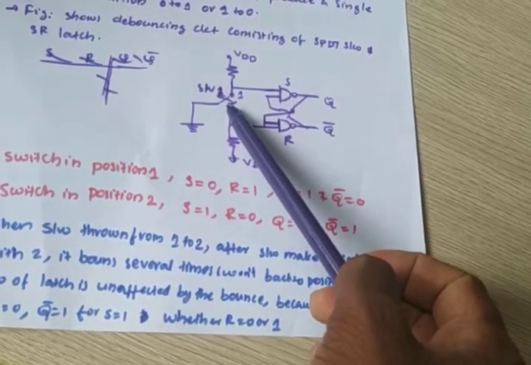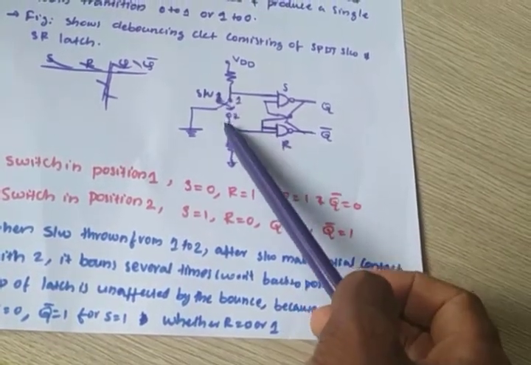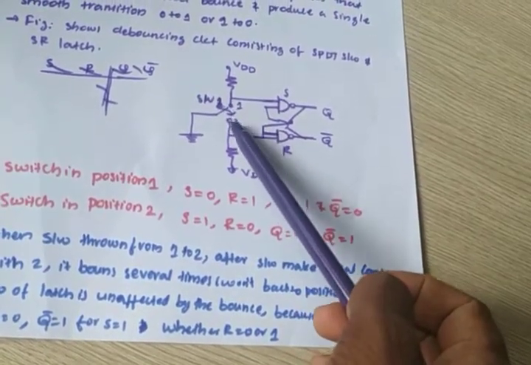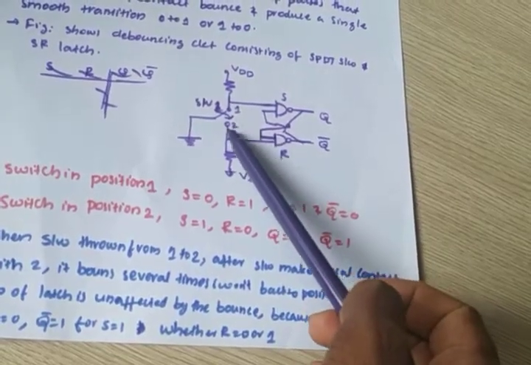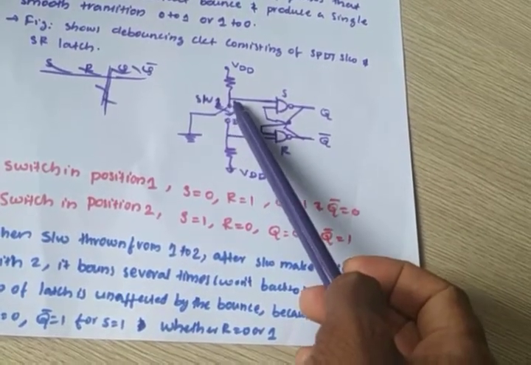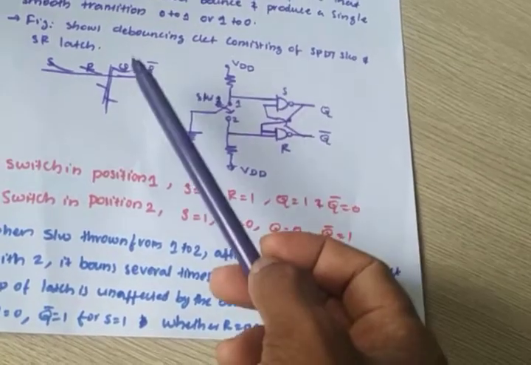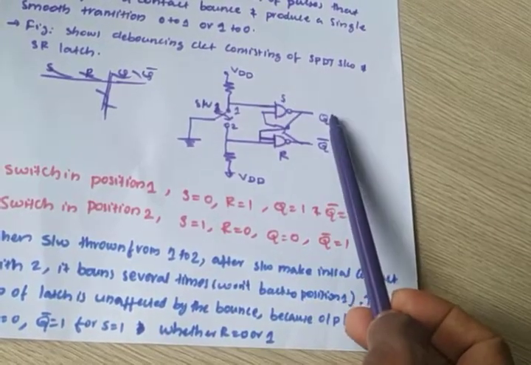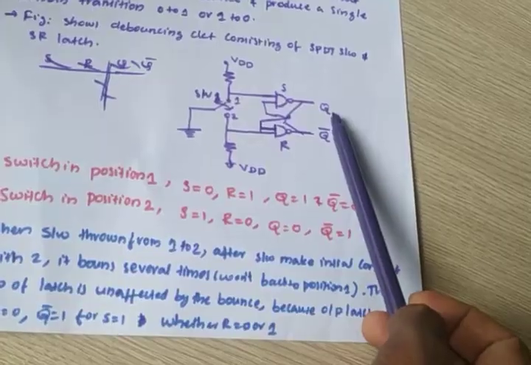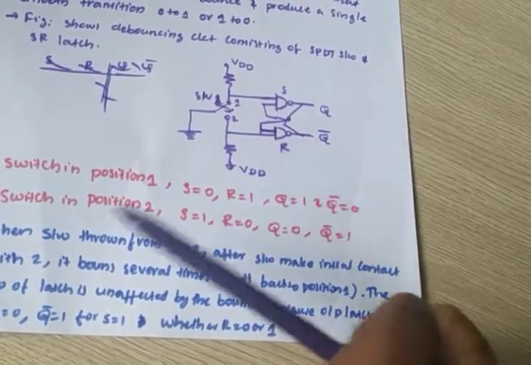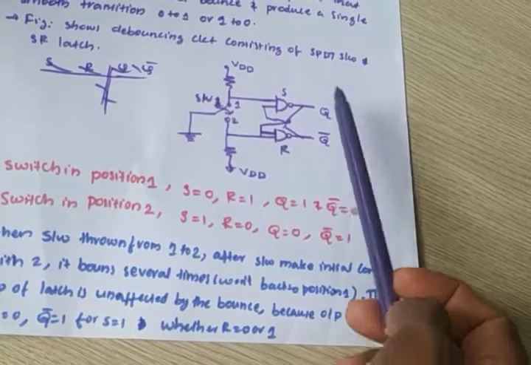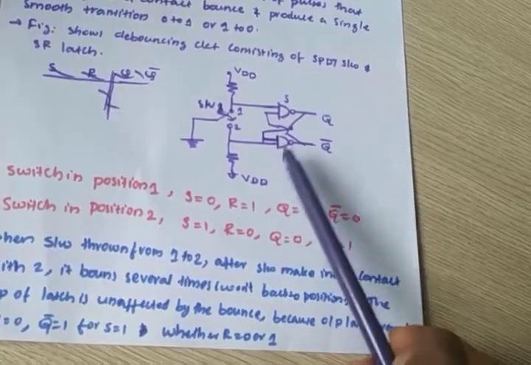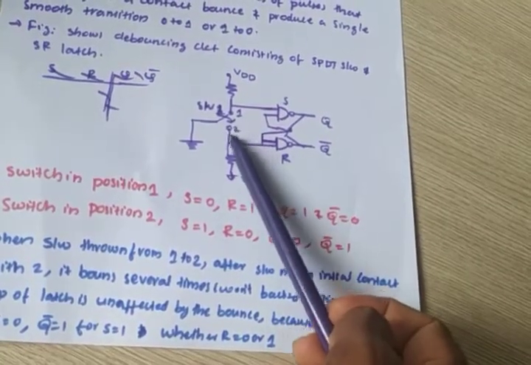Why? Because it is not going back to position 1. It is just bouncing at position 2. It won't go back to position 1. So the switch never goes to position 1, but it is bouncing at position 2. So the S value is always 1. Whenever the S value is 1, at that time Q is 0 and Q bar is 1, and that is not changing irrespective of the value of R. Because when S is 1, Q is 0, Q bar is 1, and that is fixed. Whatever the changes in R, suppose bouncing happens here.